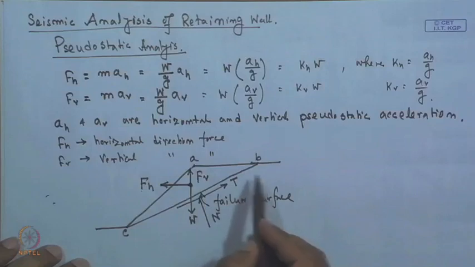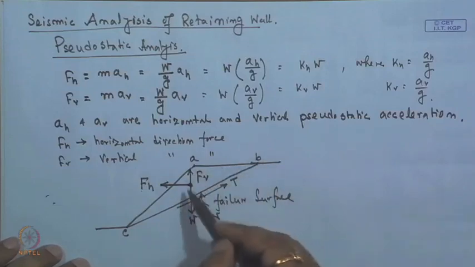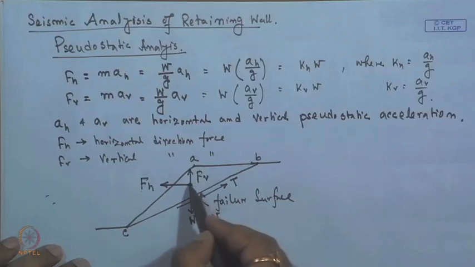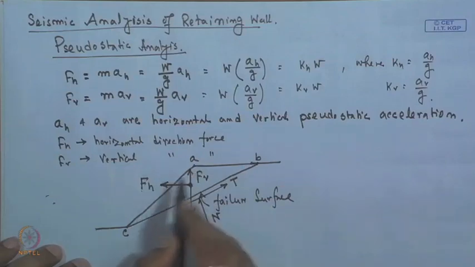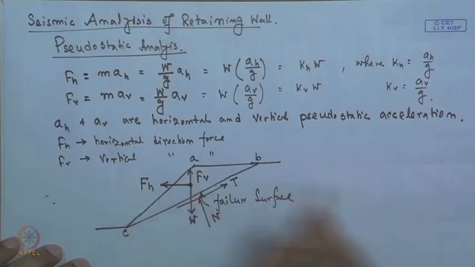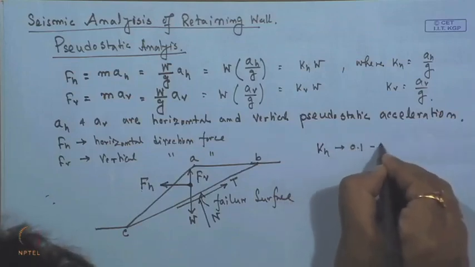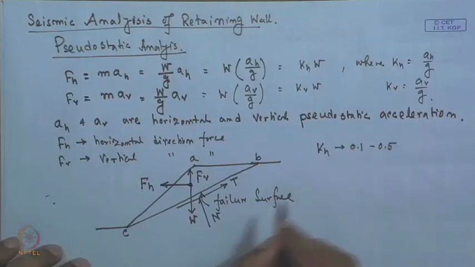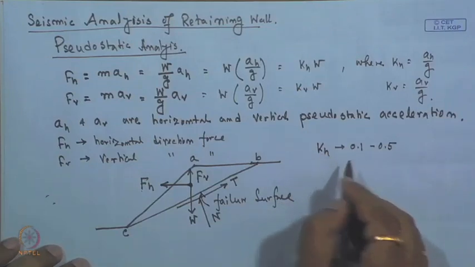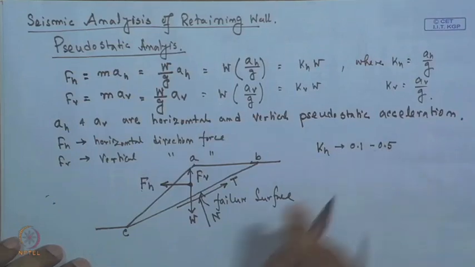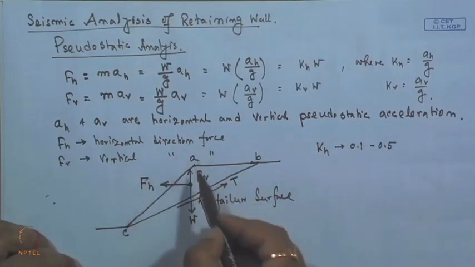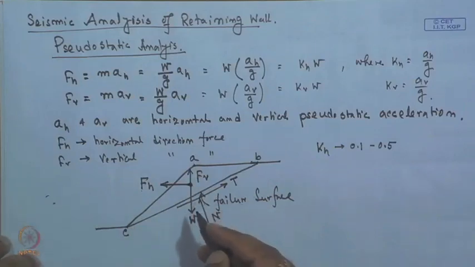This is of course the example of a slope. We add these pseudo-static forces on the weight, which acts at the centroid of this triangle, one in the horizontal direction and another in the vertical direction. For F H, the range of K h we can apply is 0.1 to 0.5. Now this pseudo-static force we will apply on a particular retaining wall and then do the analysis of the retaining wall in seismic condition.